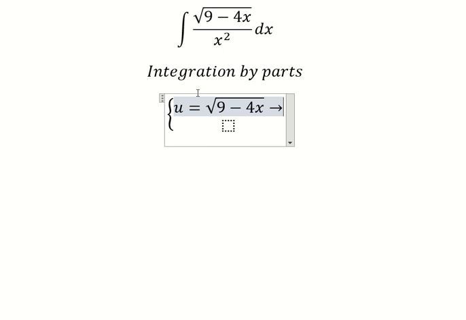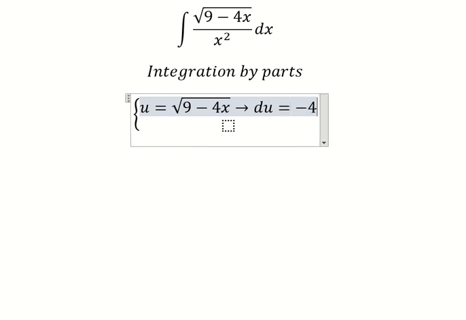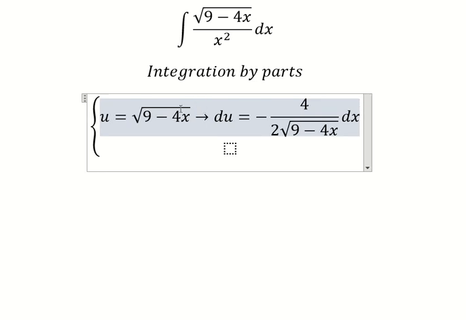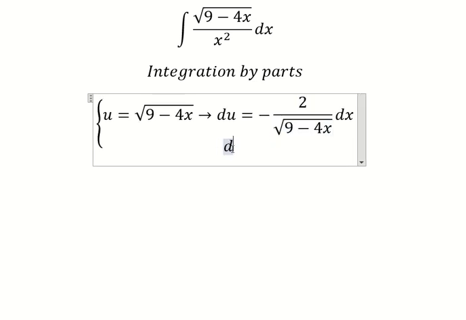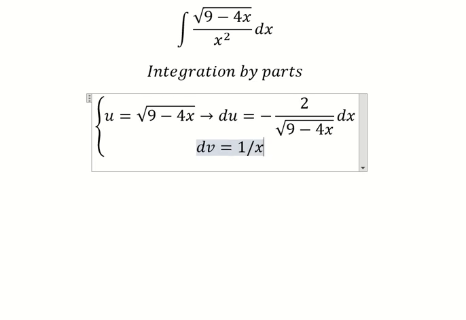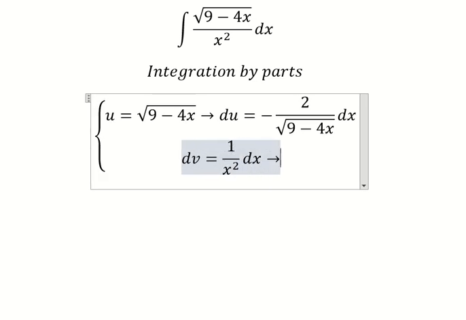Later, we need to do the first derivative for both sides. And we have like this, because if we do the first derivative of the square root, we have 2 with the square root. Later, we need to do the first derivative of 9 minus 4s, we have negative 4. So 4 divided by 2, we have 2. dv is 1 over s squared ds from here.